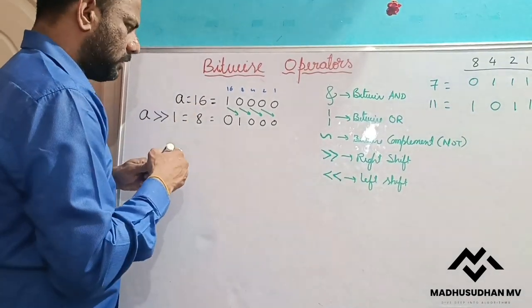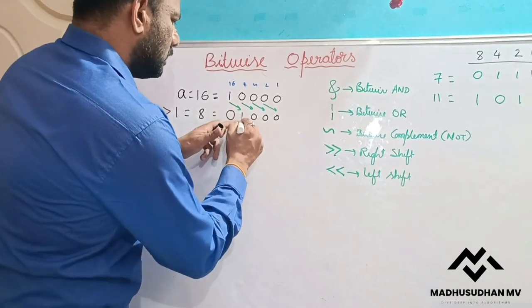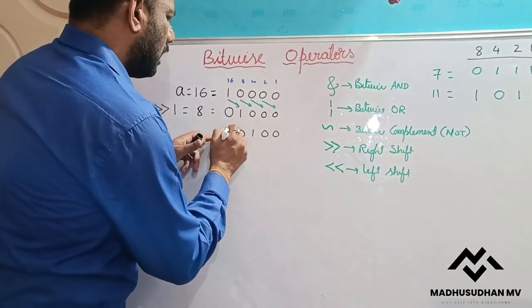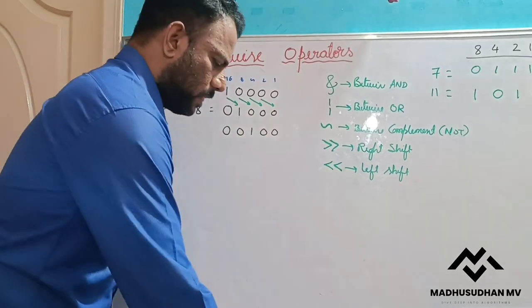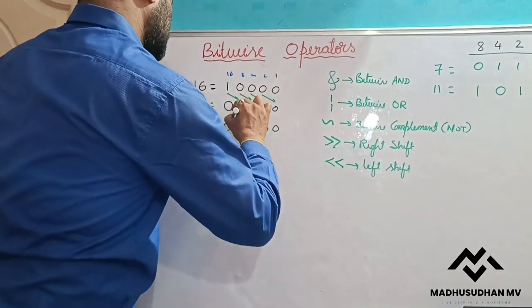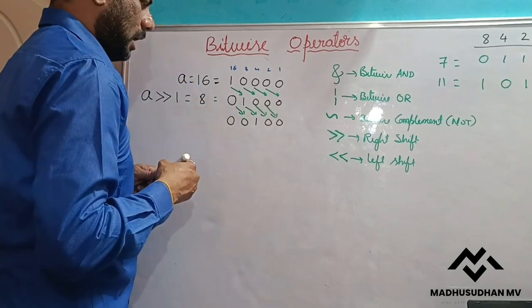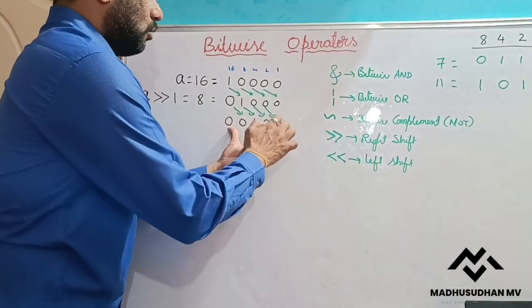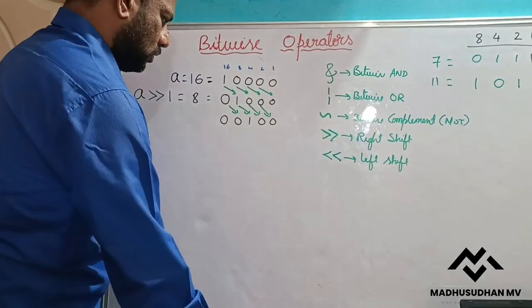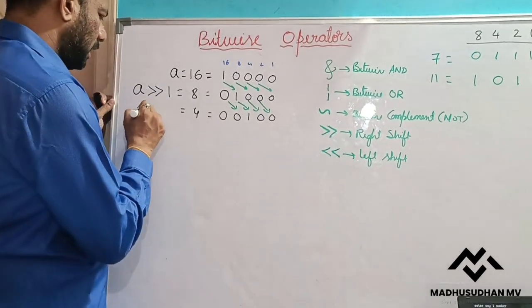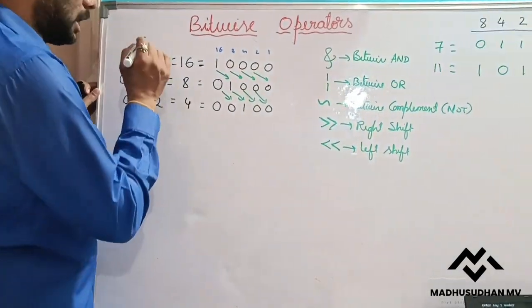Similarly, shift one more time. Now the 1 comes here, the 0s come along, the last 0 went out, and the vacant bit I filled with 0. For your reference, I am writing it out. Now what number is this? Only the 4 position is 1, so this is nothing but 4. Now what we did is we right shifted A 2 times.